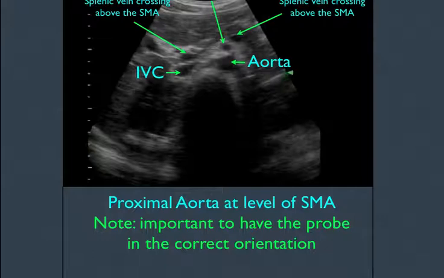And the splenic vein crosses on top of the superior mesenteric artery. In this particular view, the splenic vein is crossing, as we see it frequently, going in and out of the plane of the view, so it almost appears as if it's two veins, when actually it's one. But this is a very common view, and I wanted to show this.